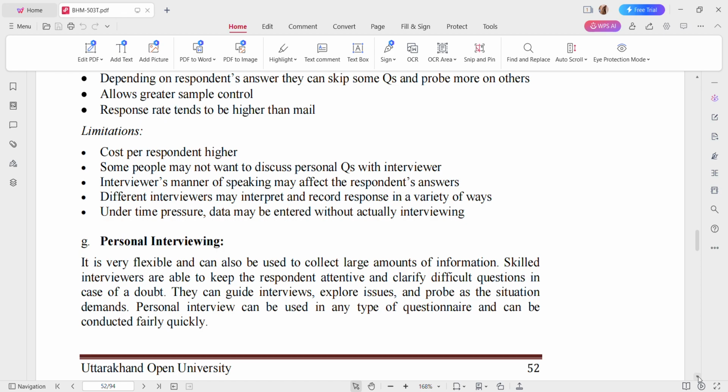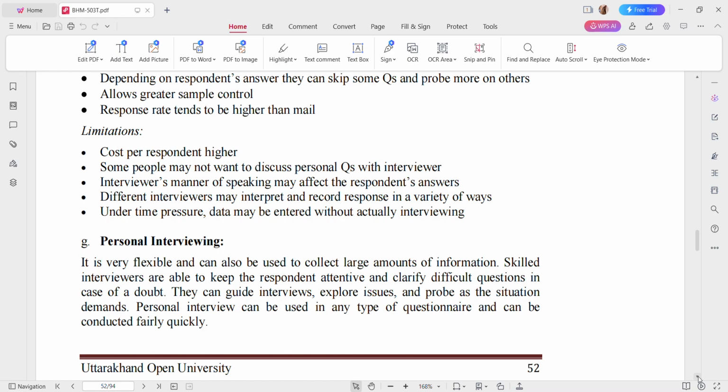It is very flexible and can also be used to collect large amounts of information. Now, skilled interviewers are able to keep the respondent attentive and clarify difficult questions in case of doubt. Ito yun siya, no? When you do a personal interview, if you are very skilled, talagang napaka advantage nun sa side ng researcher, no? Kasi you let the respondents be attentive, nakukuha mo yung attention nila, and the tendency also is to clarify difficult questions. Alright? So they can guide interviews, explore issues, and improve as the situation demands. No, a personal interview can be used for any type of question and can be conducted fairly quickly.